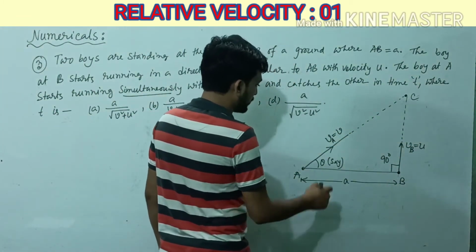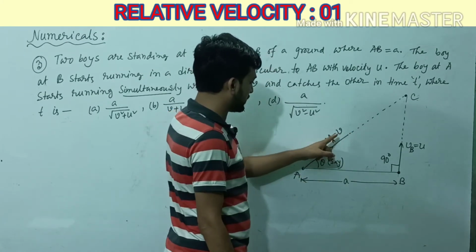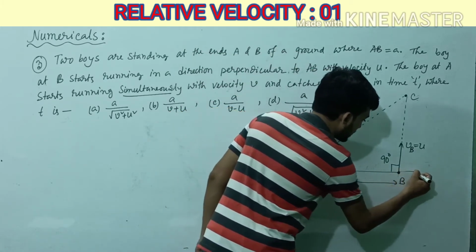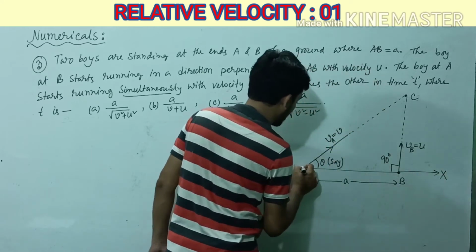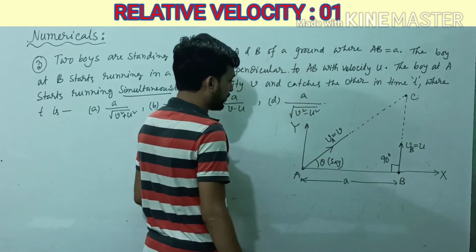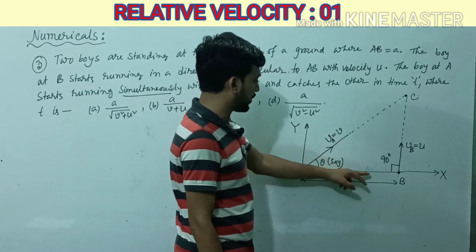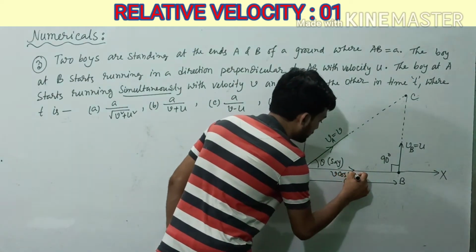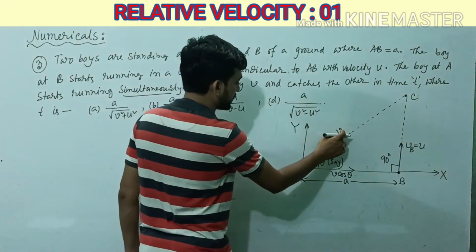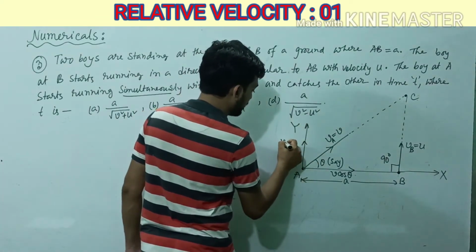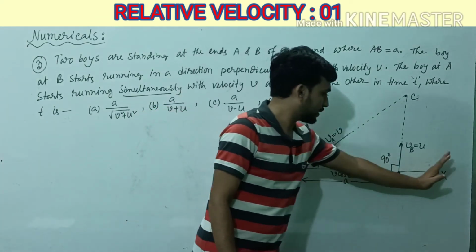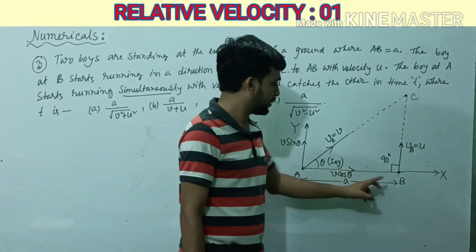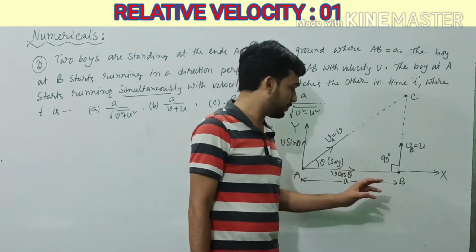Now you have to resolve the velocity v, that is the velocity of boy A, into two mutually perpendicular directions. Say this direction be x and this direction be y. What will be the component of this velocity v along the x-axis? This will be simply v cos theta, and the component along the y-axis will be v sin theta. In this direction along the x-axis, what will be the relative velocity of boy A with respect to boy B? It will be simply v cos theta.